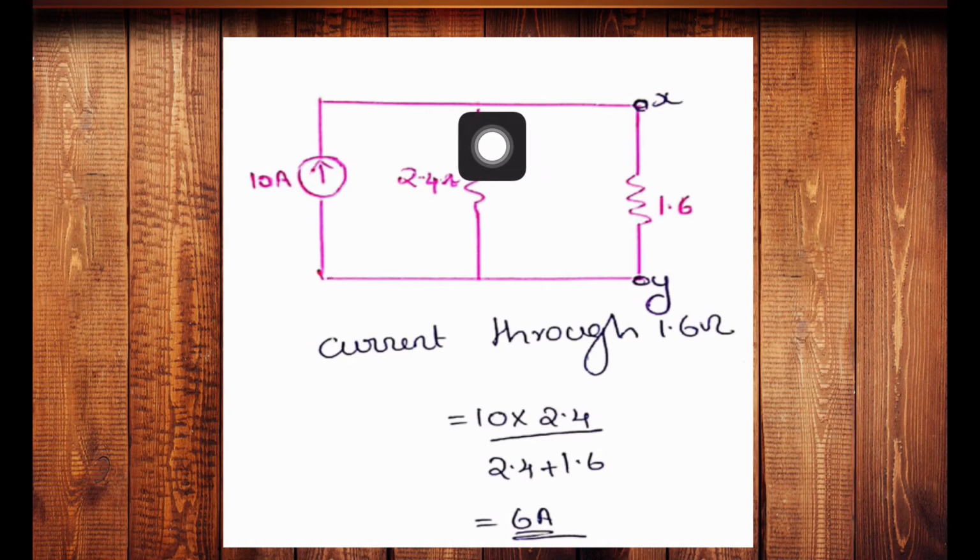Now look at this point. Here this 10 ampere current divides between these two resistors 2.4 ohm and 1.6 ohm. By using current division rule, the current through this 1.6 ohm can be written as 10 into 2.4 divided by (2.4 plus 1.6), that is equal to 6 amperes.